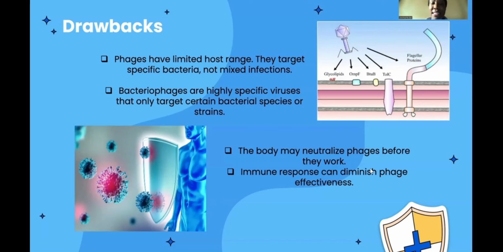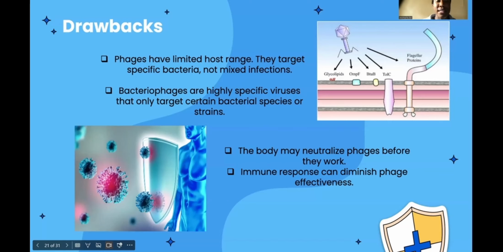Now, moving along, another drawback is immune interference, which if you see in the picture here, you have the little body, and then you have the phages that are coming and how it's interfering against it. So the body may neutralize phages before they even work. And yes, the immune response can diminish phage effectiveness.